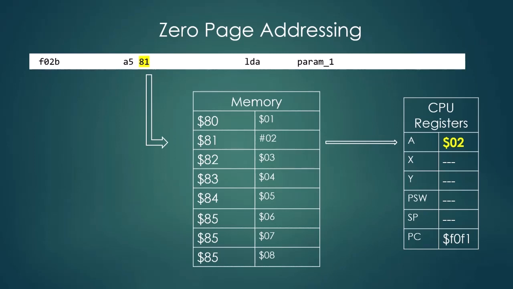With zero-page addressing, an 8-bit zero-page address is specified by the instruction operand. Here's the address. It addresses this location of memory, and the contents go to the A register.